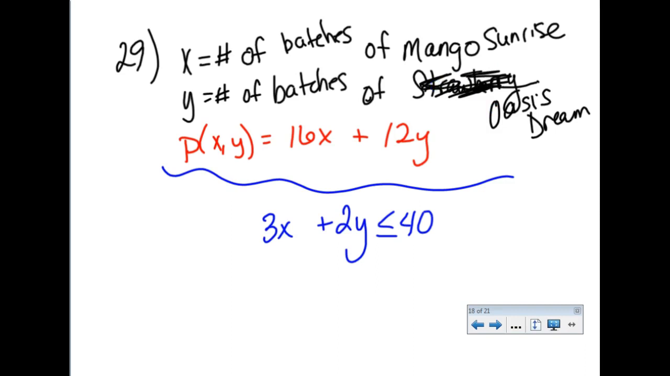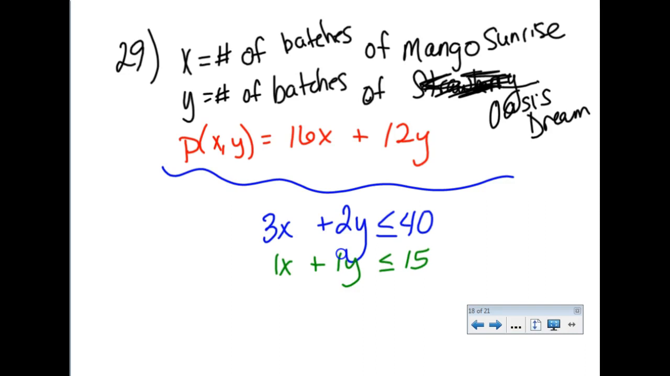Ugh. Anywho, let's talk about strawberry juice. We have 15 liters of strawberry juice. And then Mango Sunrise uses 1 liter. And then Oasis Dream uses 1 liter as well. Whew. Okay, I think I better stop.